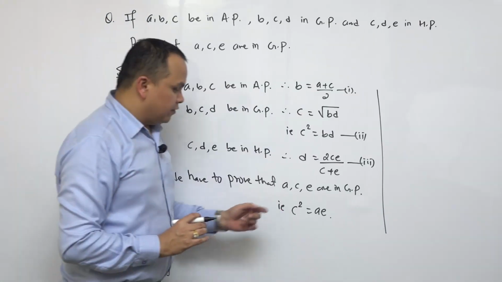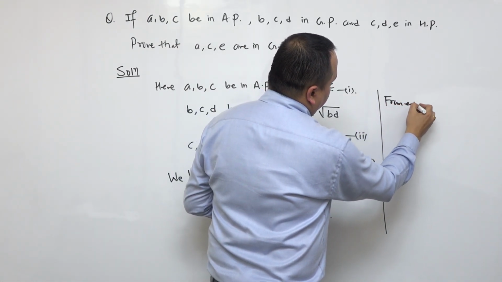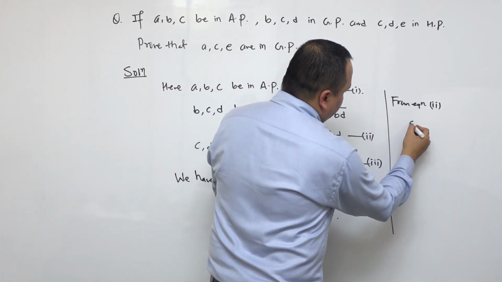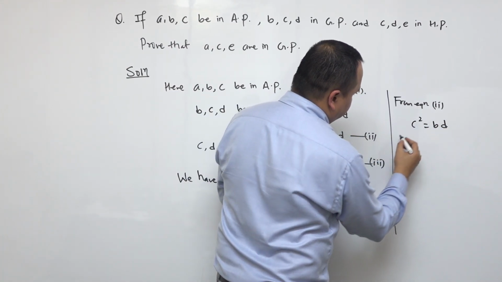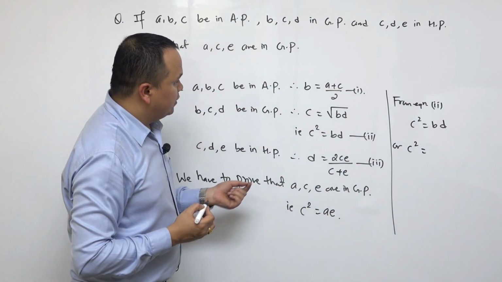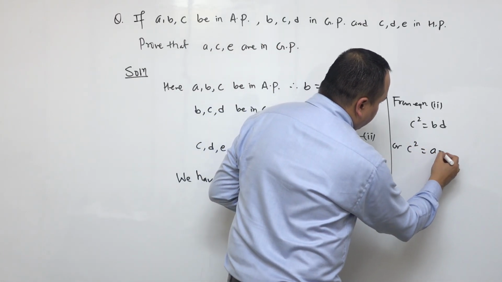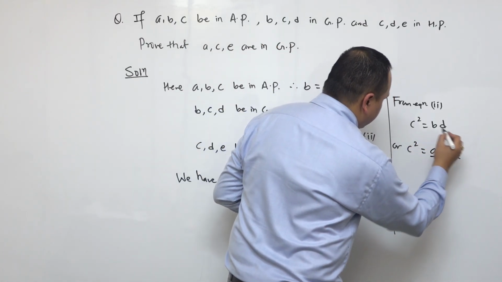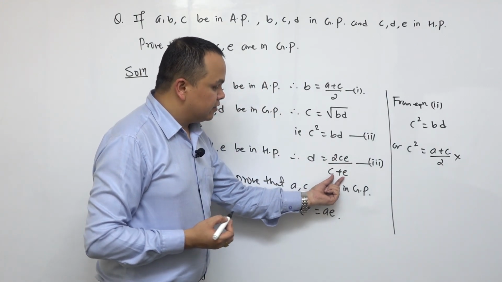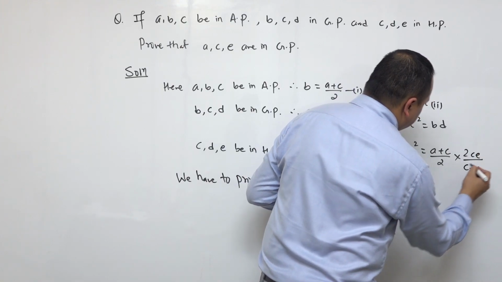For this, from equation II, we have C squared is equal to BD. We have B is equal to (A plus C) by 2, so C squared is equal to (A plus C) by 2 into D. Here D is equal to 2C upon C plus E.